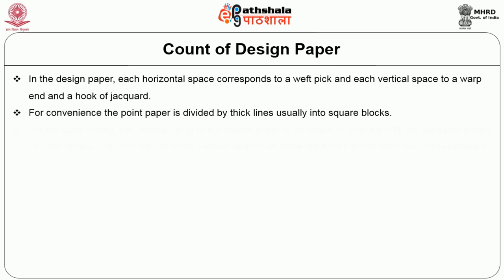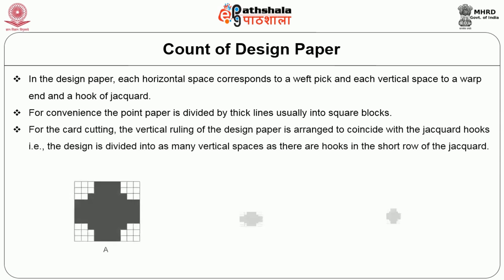This makes it convenient for a person using a piano card cutting machine to punch the cards. In a piano card cutting machine, if you're aware of the cutting system, there are around 8 punch keys on the backside, which are used to punch a hole or a blank in the card. So for convenience, the point paper is divided into blocks of 8 by a thick line, usually a square block.